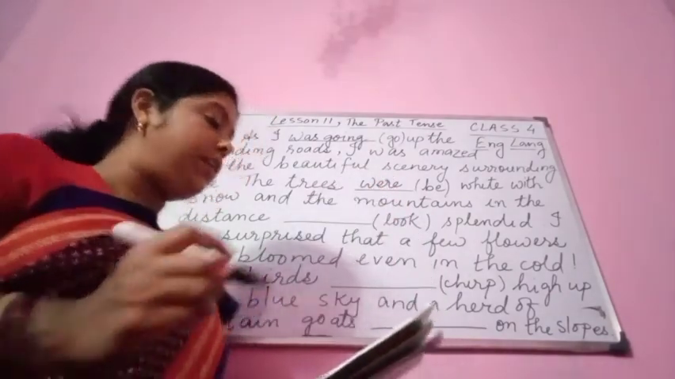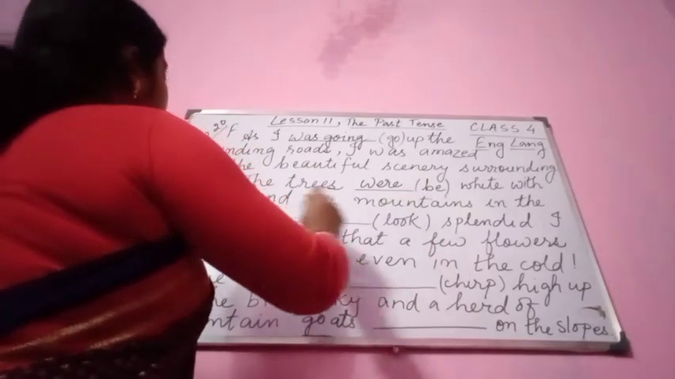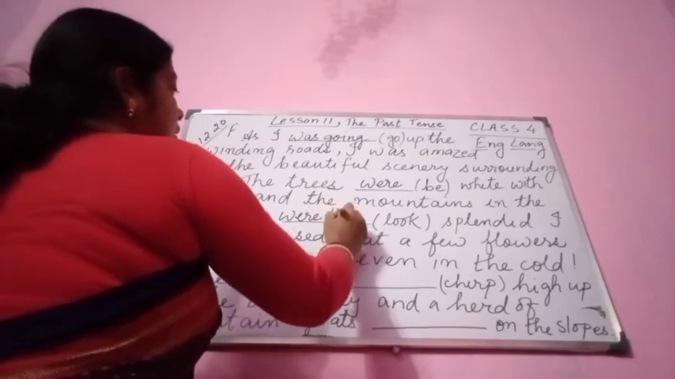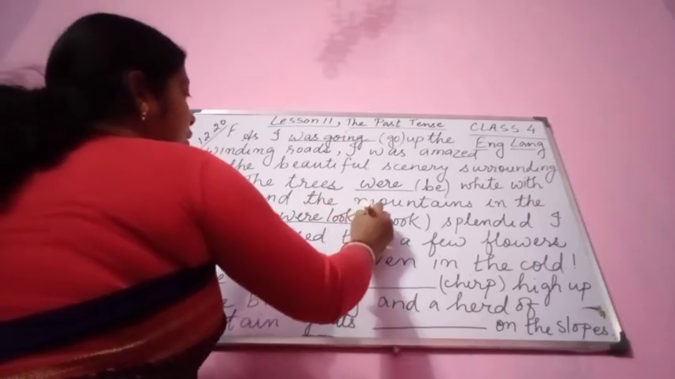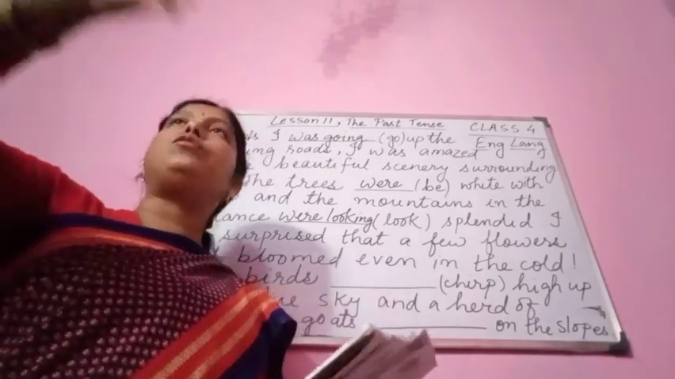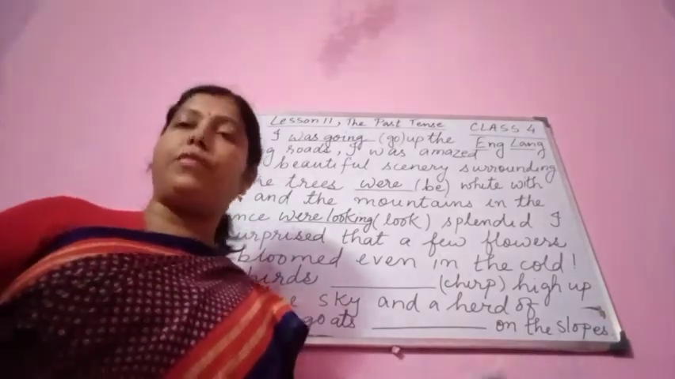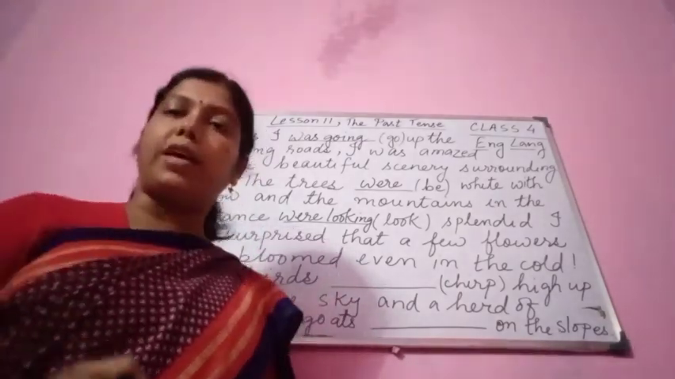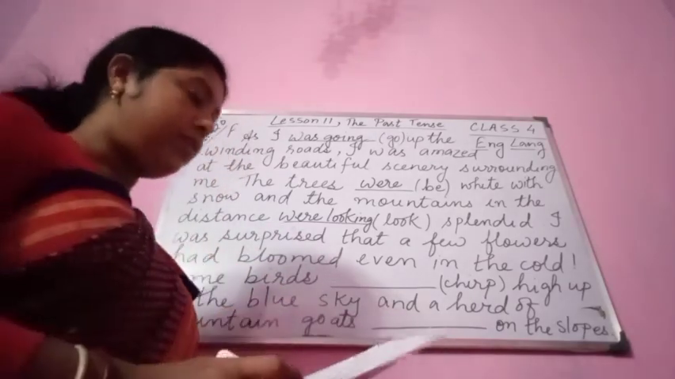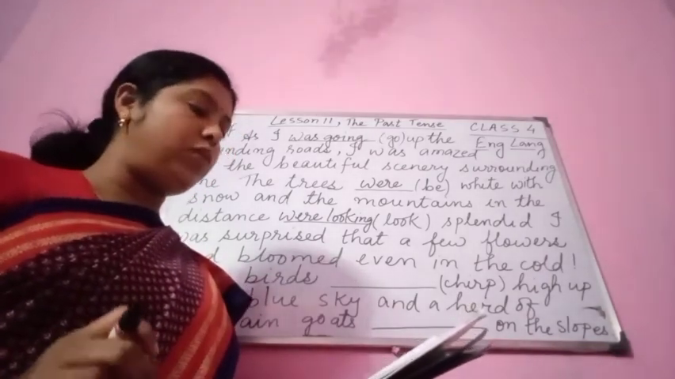Okay, so now you see here, the trees were white with snow and the mountains in the distance were looking splendid. Okay, were looking splendid because if you are on your way, you are going to see mountains and you will look for some time. Immediately you will not look and you will finish, isn't it? So you will look for some time at those splendid mountains, beautiful mountains. Okay, so you see here, the trees were white with snow and the mountains in the distance were looking splendid.